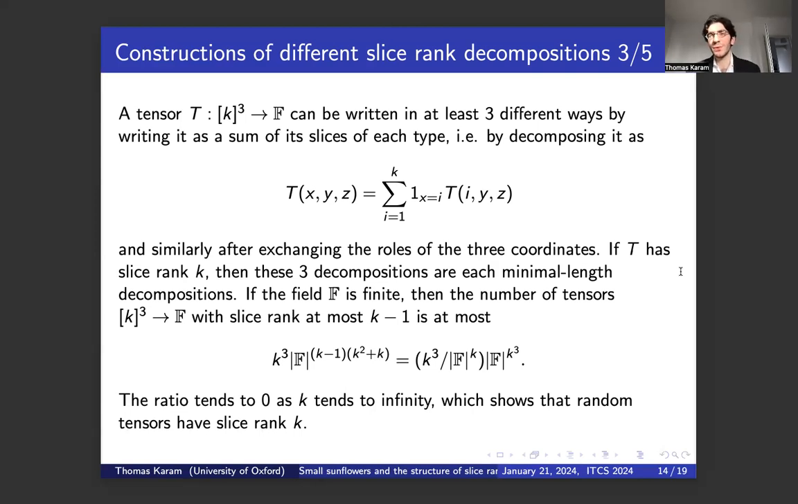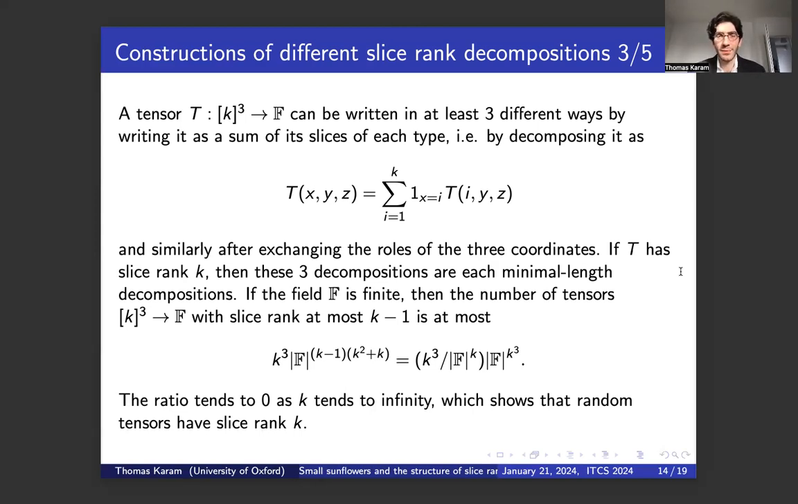So one way of answering that is yes, they exist because the identity tensor has slice rank k, and actually that's not trivial to prove. It's not extremely complicated either, but it takes a small argument. I mean, it can be done in a page, but it's not immediate. But you can also see this purely from a counting argument, right?